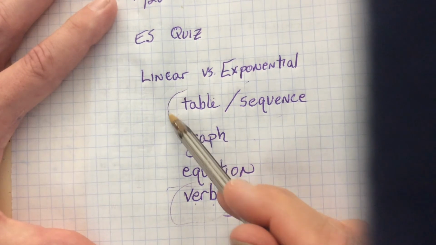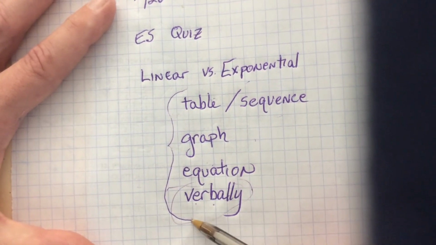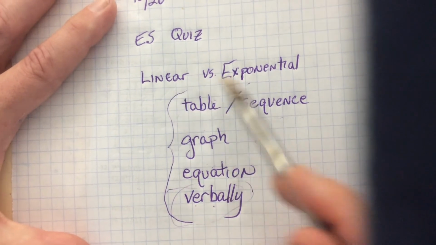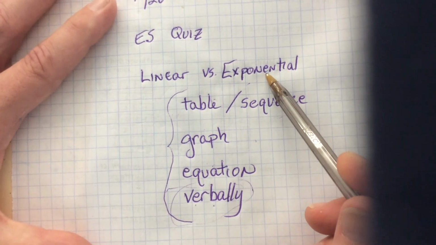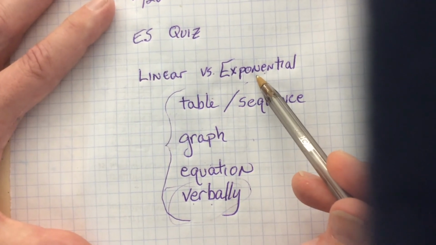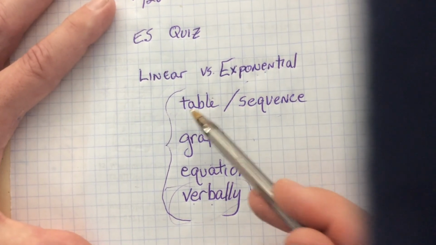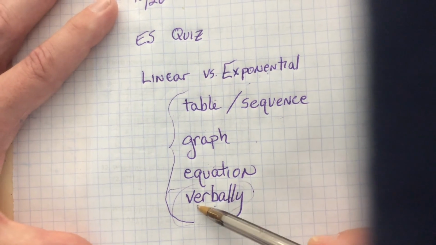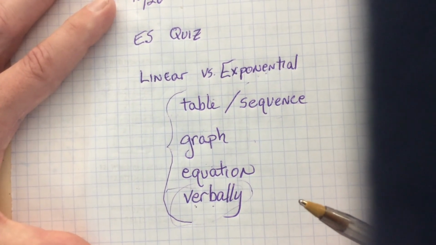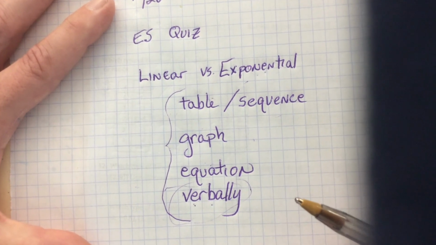If I give you any one of these 4 descriptions of a linear or an exponential function, first of all, you should be able to tell me whether it's linear or exponential. And then secondly, you should be able to give me the other 3 ways of expressing it. That is the essential standard. That's what you need to know how to do.